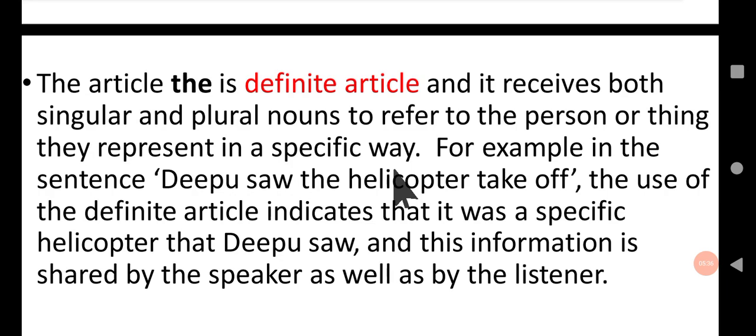Specific means particular. For example, in the sentence, Deepu saw the helicopter take off, it is the use of the definite article which indicates that it was a specific helicopter that Deepu saw, and this information is shared by the speaker as well as by the listener. Both the listener and the speaker know about this helicopter. So that's why Deepu has used the helicopter. That means the listener also knows about this helicopter. So both of them know about this, so it becomes specific or particular.